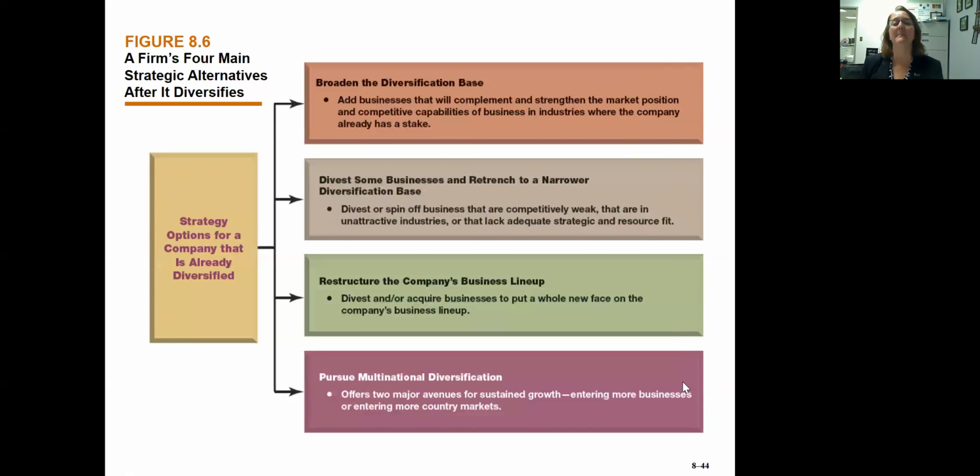So the 4 main strategic alternatives after a company diversifies are, number 1, broaden that diversification, so add more businesses that complement and strengthen, but can be in other industries. Divest some businesses and retrench to a narrower diversification, so you can sell off or spin off companies or industries with products that are not as attractive. You can restructure the company's business lineup through either acquiring businesses or divesting to create a whole new face of the company's lineup, or you can pursue multinational diversification.